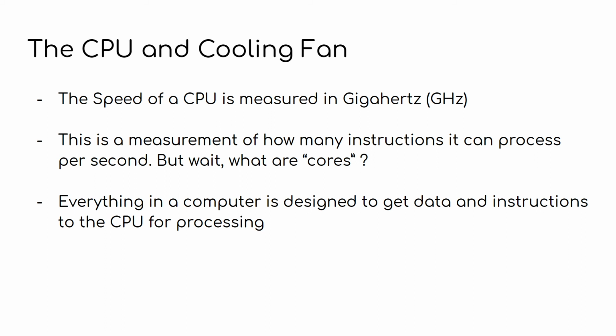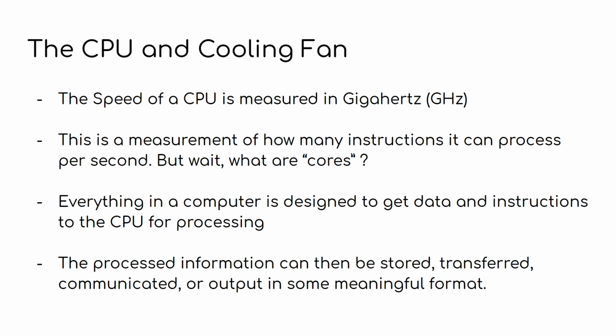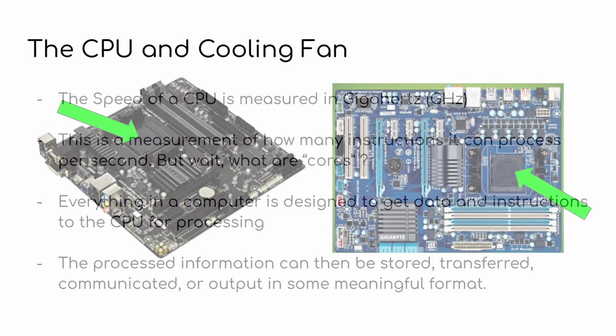And as I showed you earlier, when I showed you that diagram of the layout of a computer, the input goes directly into the CPU. There's a few more components that it goes through that we're not going to talk about now, because that's third year computer science architecture stuff. But for the most part, what you need to know is that it is coming direct into the CPU to be processed. And this processed information can then be stored, transferred, communicated, or outputted in some meaningful format to the user via some kind of output device.